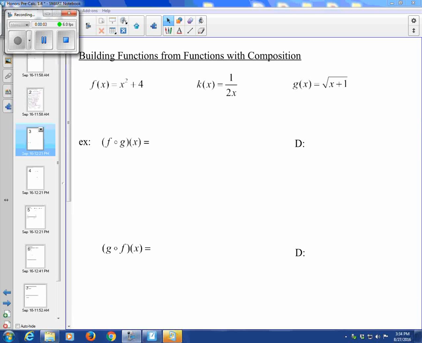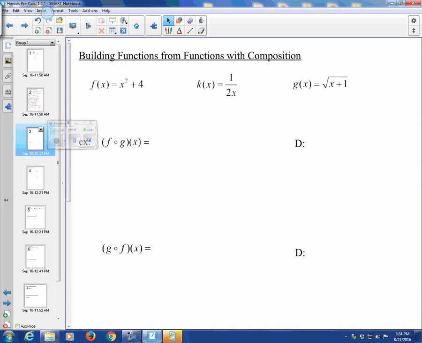Hi guys, so second video, we're going to talk about building functions from functions with composition, right? And basically what we're talking about with composition is we've got the same sort of premise. We've got an initial set of functions, and we're going to be creating new functions from those functions by putting functions inside of functions, right? We're going to basically say that we take one function as the input of another function, right?